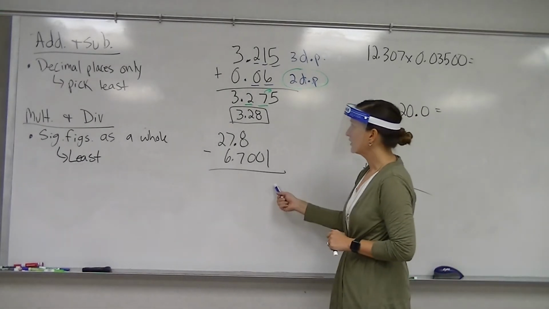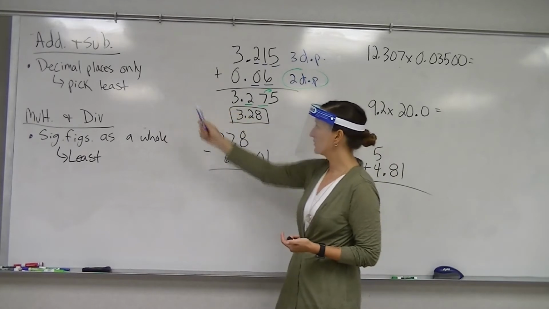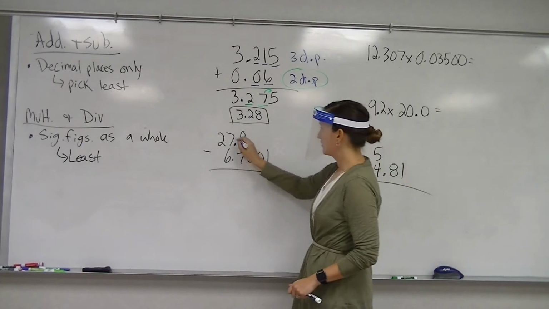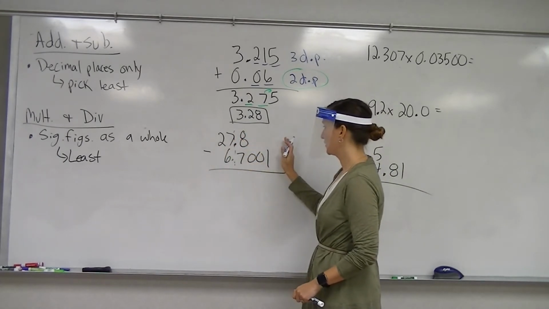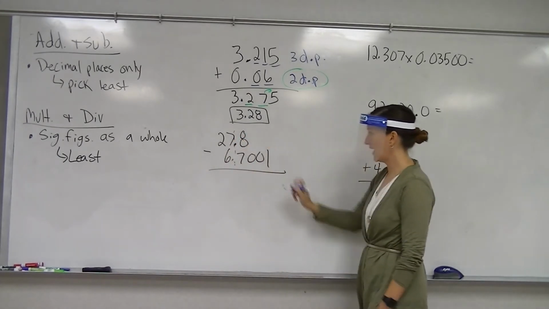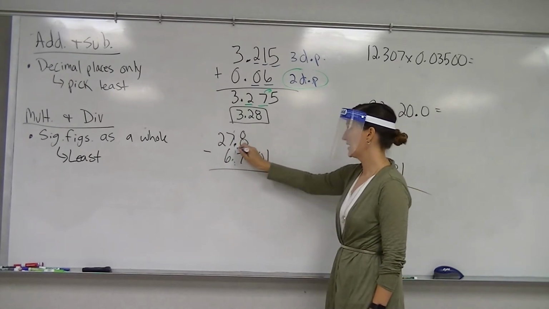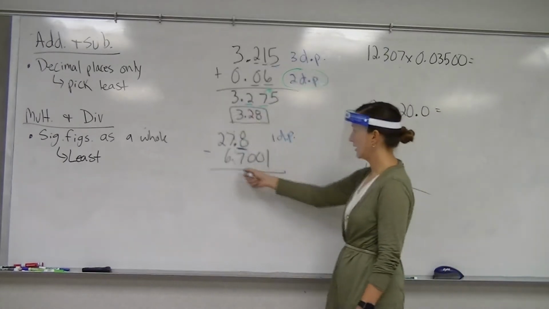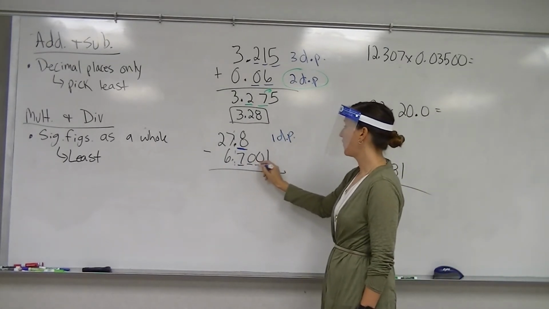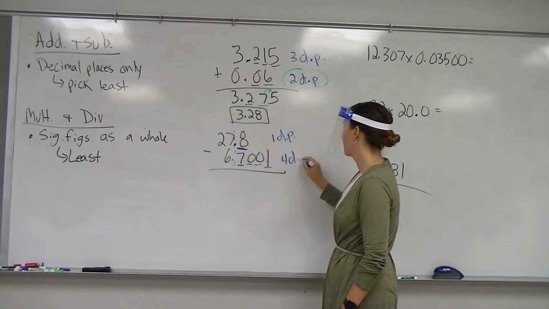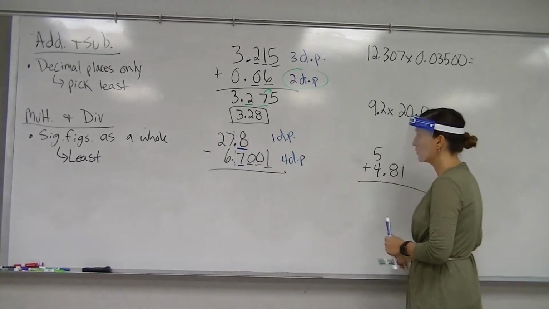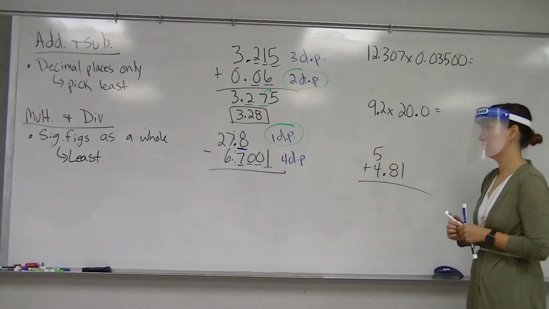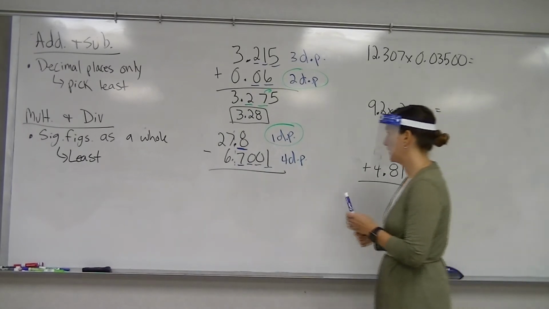So the next one's subtraction, but we're applying, it's the same, right? Addition and subtraction are done, we're looking at decimal places only. So just kind of look over here to the right. So in the first number, 27.8, we're just doing 1 decimal place in that case, right? And then in this next number, there's 4. But we picked the least, so once we do our answer, we want to round it so there's only one after the decimal place.